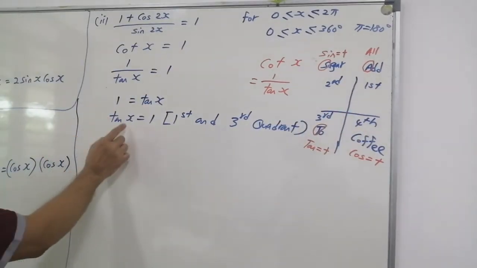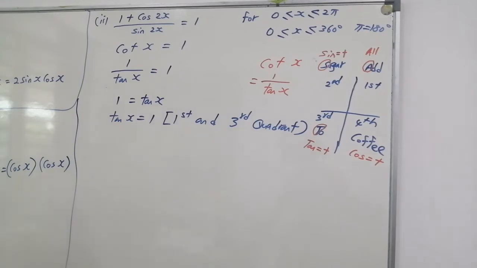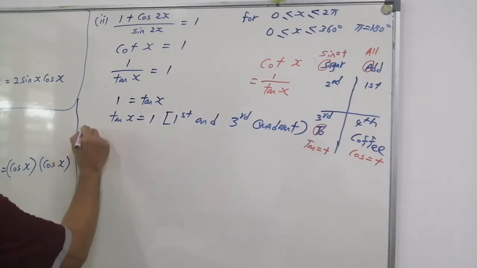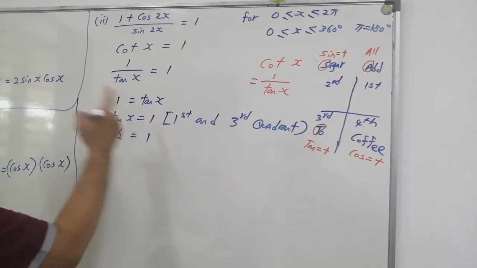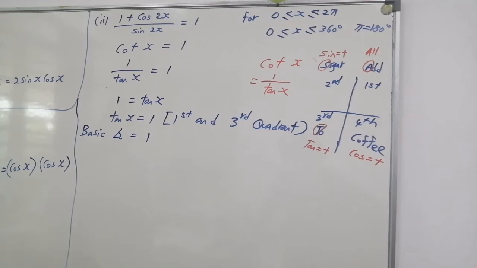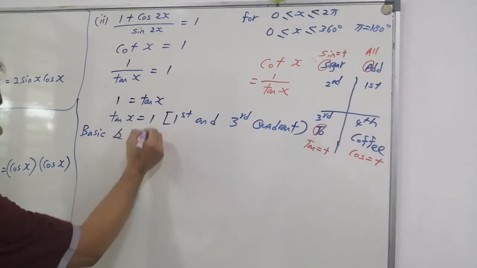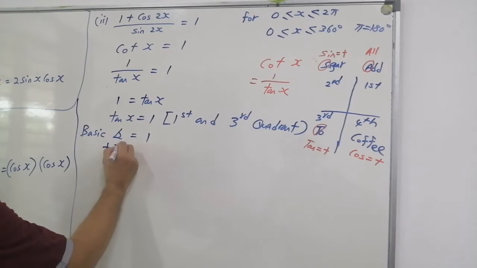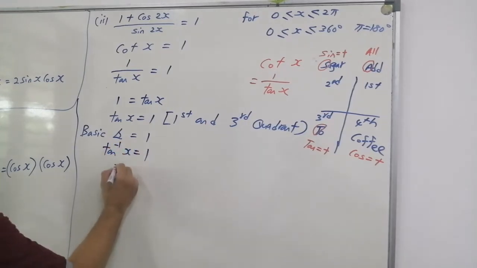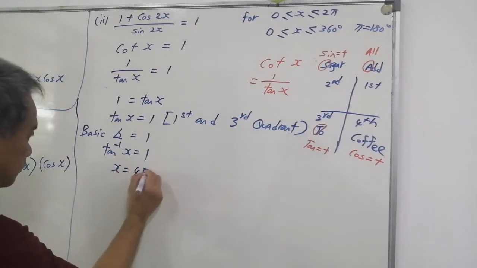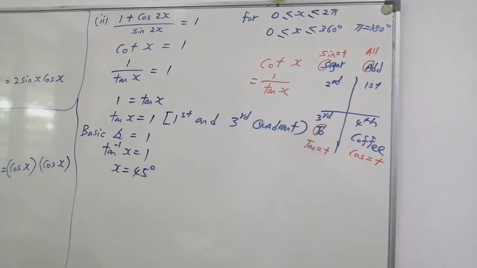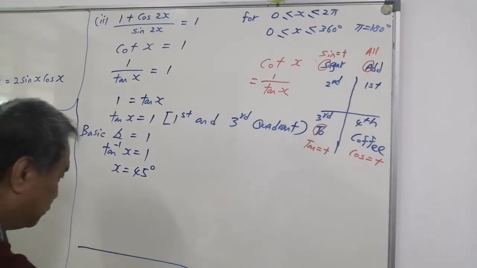But I need to find out what the basic angle is here. For the basic angle, you should take the positive value only. So in this case, the basic angle is 1. So tangent inverse of 1 will be equal to x. So my x will be how much? When I punch it in the calculator, my x should be 45. 45.